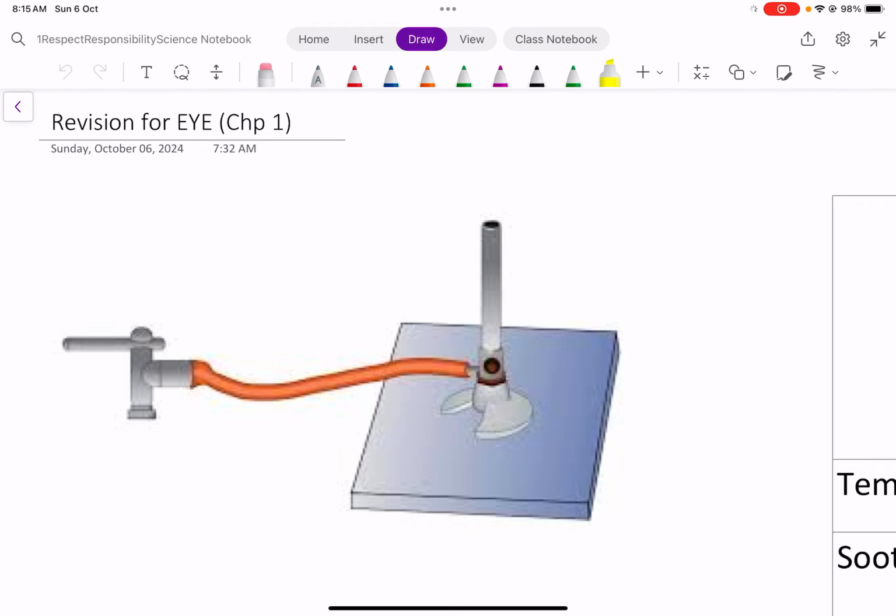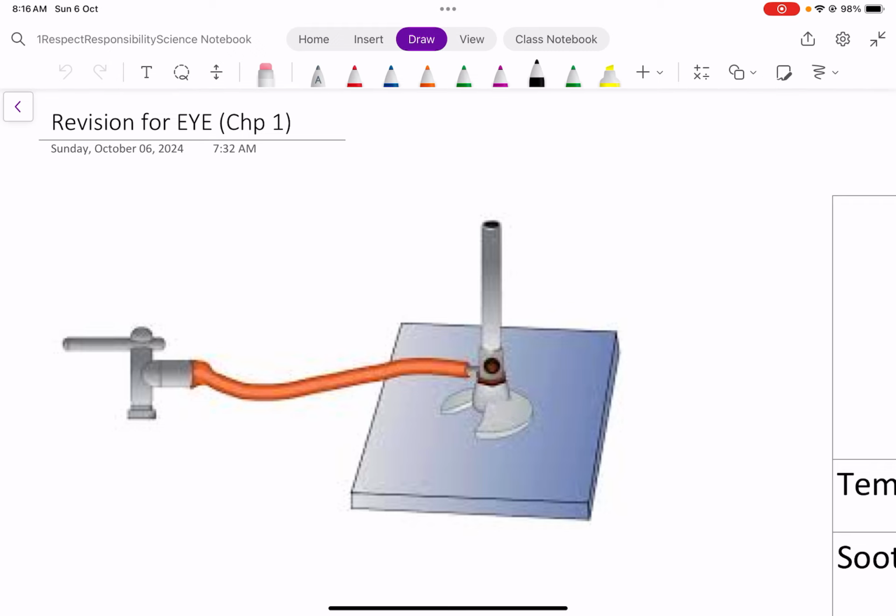Science. Now this will be the first video for chapter 1. There will be two videos. The first video today will focus on the apparatus used in the lab, including the Bunsen burner. The second video will focus on variables in an experiment as well as the accuracy and precision of results in an experiment. So let's get started with the first video.